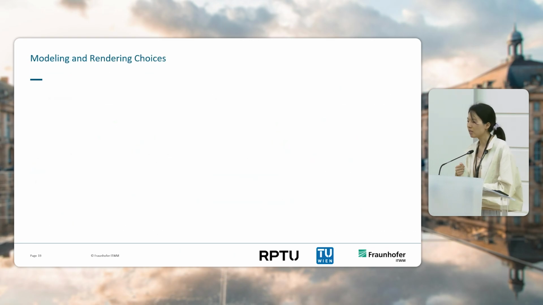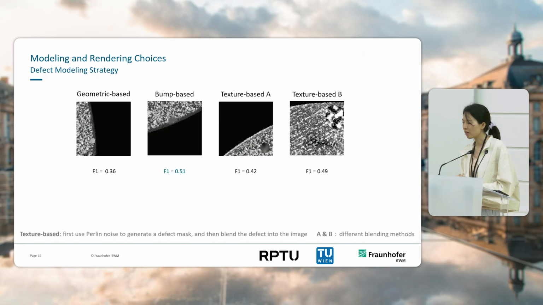To build the candidate pool for screening, we first identify the key modeling and rendering factors, vary them over broad parameter ranges, and then render the candidates. Let's start with the defect modeling strategy. Here we compare 3 procedural approaches: geometric-based, bump-based, and texture-based modeling.